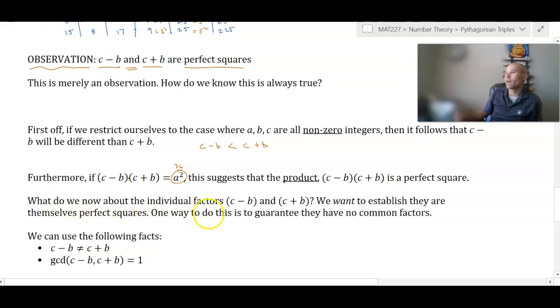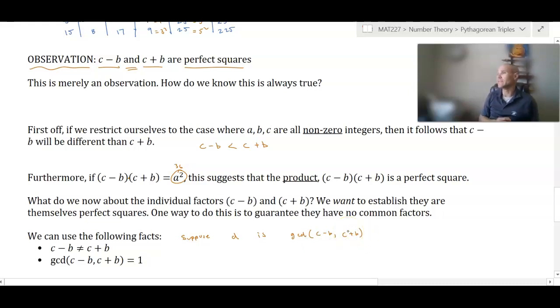So what do we know about the individual factors C minus B and C plus B? Well, we want to establish they are themselves perfect squares. And one way to do this is that, first of all, we know that they can't have any common factors. Not having common factors would mean that the greatest common divisor of C minus B and C plus B would therefore be 1. That's the only number that would divide both of those quantities. Now let's lay this out for a second. I'm going to make this argument. I'm going to say that let's suppose that D is the GCD of C minus B and C plus B.